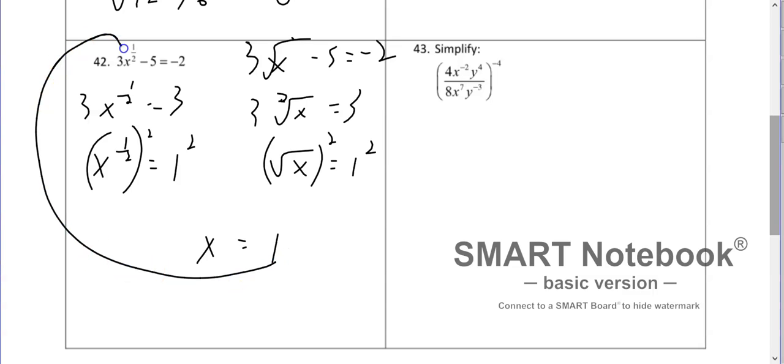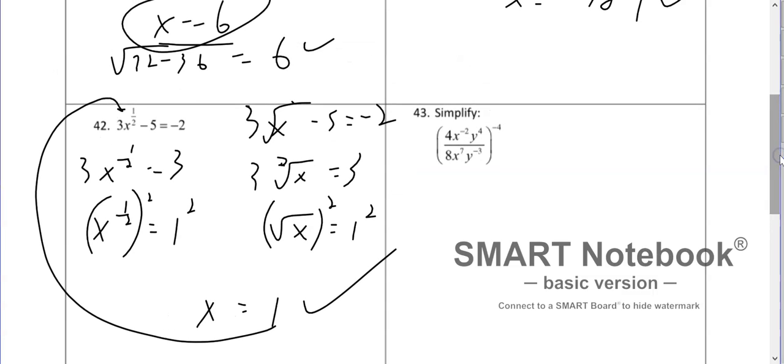Plug it back in. Square root of 1 is 1. 1 times 3 is 3. 3 minus 5 is negative 2. Good answer. All right. Number 43.